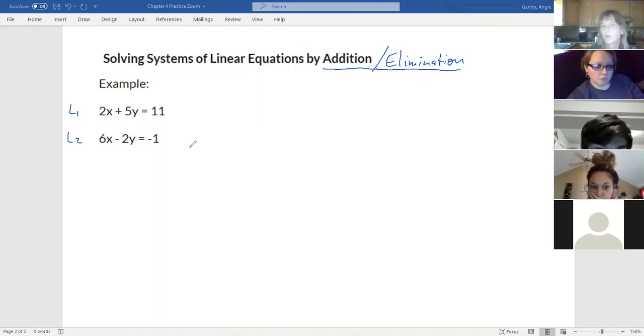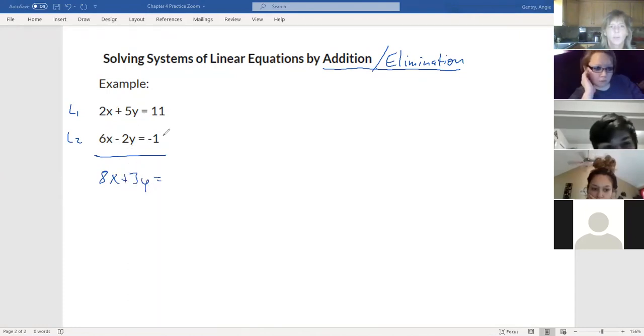But as you do, one variable has to eliminate, meaning it disappears. So look at this right now. Don't write anything down. But if I just call it addition method and I immediately say I'm going to add these, look at this. 2x plus 6x is 8x. 5y minus 2y is 3y. 11 minus 1 is 10. How does that help me? Not at all. You have an equation with two unknowns you cannot solve. So the goal when you're solving is to get rid of a variable, just like we did in substitution too.